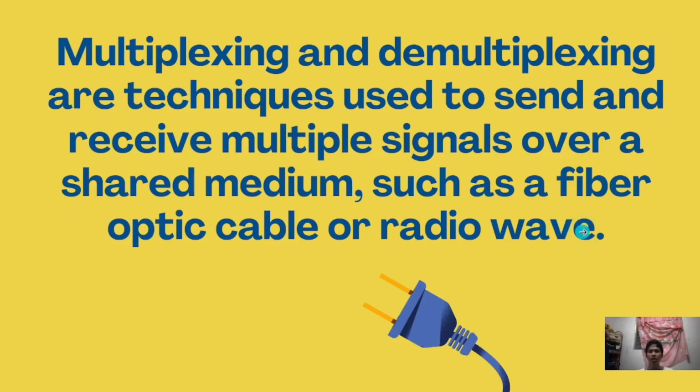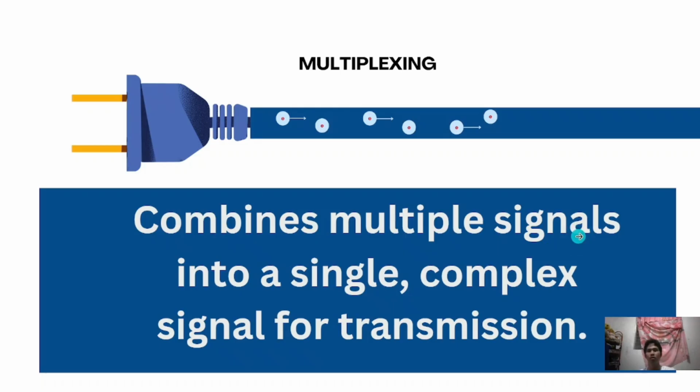Multiplexing and demultiplexing are techniques used to send and receive multiple signals over a shared medium such as a fiber optic cable or radio wave. Multiplexing and demultiplexing are processes that combine and separate data signals respectively. Multiplexing combines multiple signals into a single complex signal for transmission. This process optimizes bandwidth use and simplifies communication management.